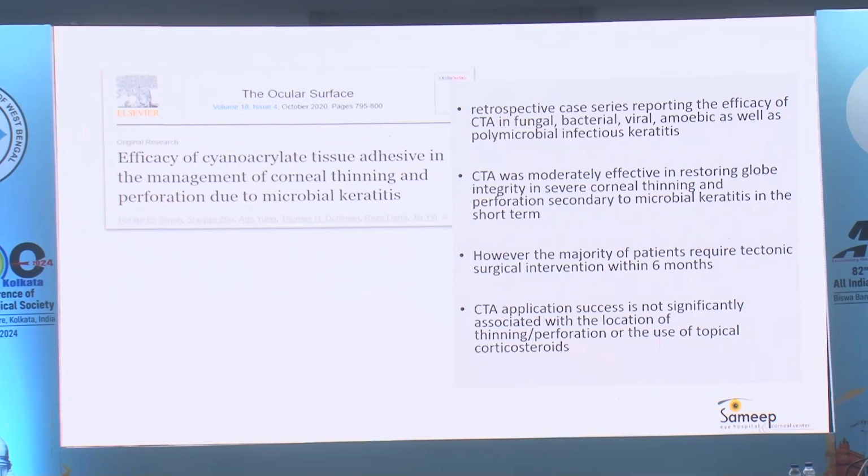And if you are just a comprehensive ophthalmologist dealing with these kinds of cases, and you don't have a corneal setup, maybe you can refer these patients after applying the glue and having the globe tectonically stable.